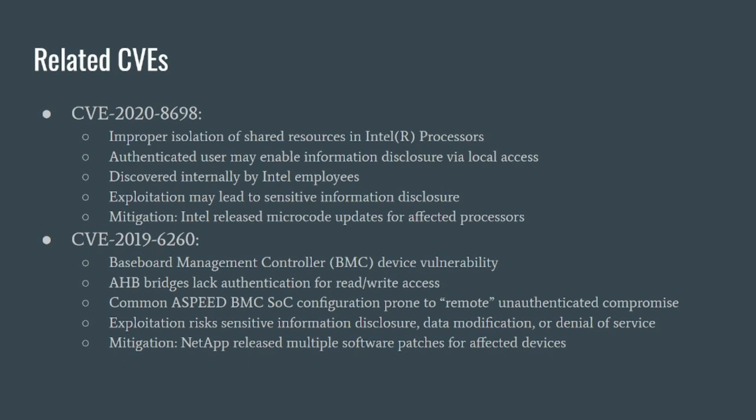Some more details about these related CVEs. CVE 2020 8698. Improper isolation of shared resources on some Intel processors may allow an authenticated user to potentially enable information disclosure via local access. The issue was found internally by Intel employees. Successful exploitation of this vulnerability could lead to disclosure of sensitive information. To mitigate this, Intel released microcode updates for the affected processors.